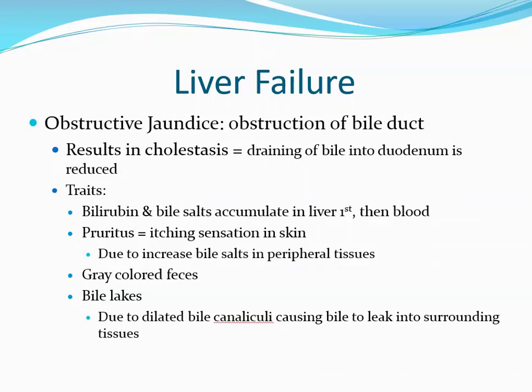The third form of jaundice is obstructive jaundice, where there is obstruction of the bile duct. This results in cholestasis, where the draining of bile into the duodenum is reduced or stopped. As a result, bilirubin and bile salts will begin to accumulate first in the liver and then in the blood. Initially, the bilirubin is conjugated, but later you will see both types in the blood. This results in hyperbilirubinemia, where you see increased levels of both the conjugated and unconjugated form in the blood.